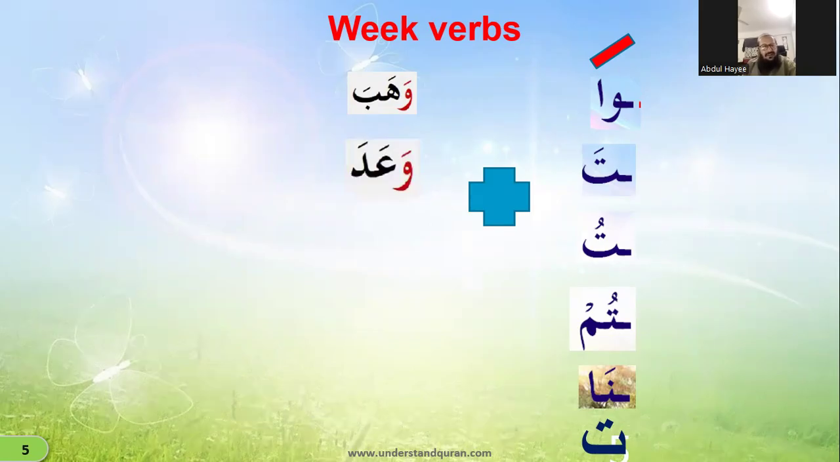Wa'ada is another weak verb. Attach it in front of these signs, and you get wa'ada, wa'adu, wa'adta, wa'adtu, wa'adtum, wa'adna, wa'adat. What about qala? Again, place this three-letter qala in front of these signs. The table is ready. Qala, qalu, qulta, qultu, qultum, qulna, qalat.